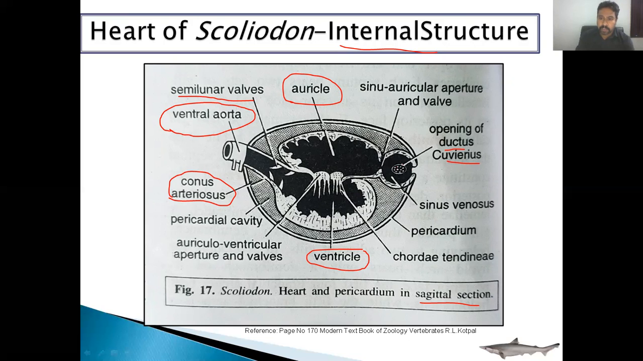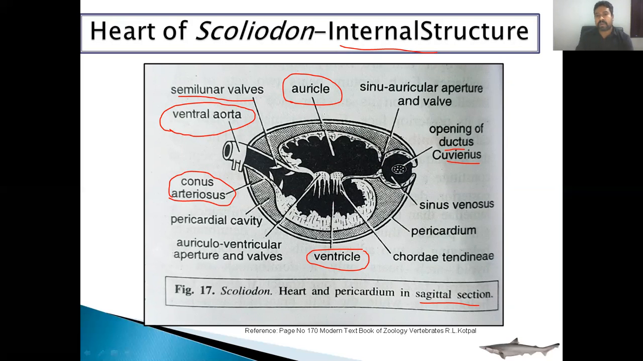The sinus venosus receives the venous blood from the hepatic sinuses as well as the ductus cuvieri. The sinus venosus is open to the auricle by an aperture, called the sino-auricular aperture. It is guarded by a membranous pair of valves, which prevent the backflow of blood. The auricle wall is thicker as compared to the sinus venosus, and then the auricle opens to the ventricle.